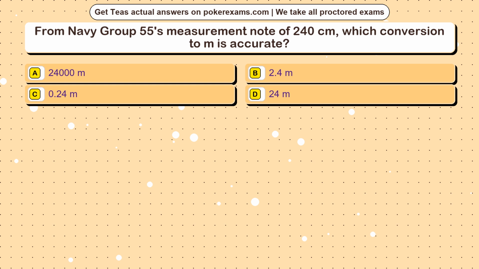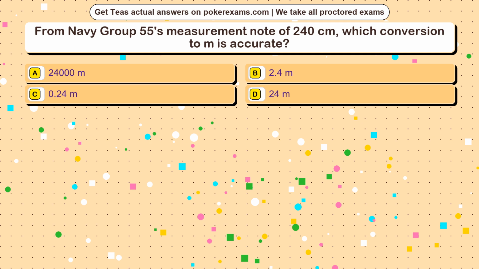Question 11. From Navy Group 55's measurement note of 240 centimeters, which conversion to m is accurate? Option A, 24,000 m. Option B, 2.4 m. Option C, 0.24 m. Option D, 24 m.